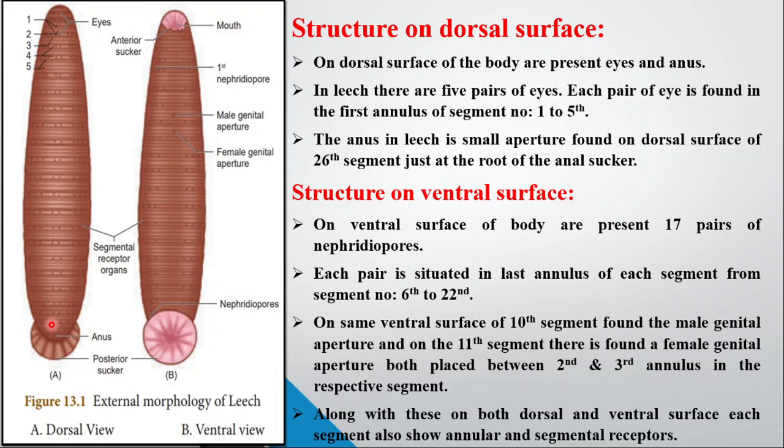Anus is present, one opening is present, and this posterior sucker is present. These two things we can see from the dorsal surface. How many pairs of eyes are present here? So 5 pairs of eyes are present on the dorsal surface of the leech. In leech there are 5 pairs of eyes.